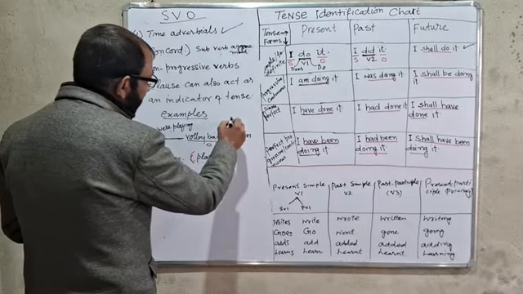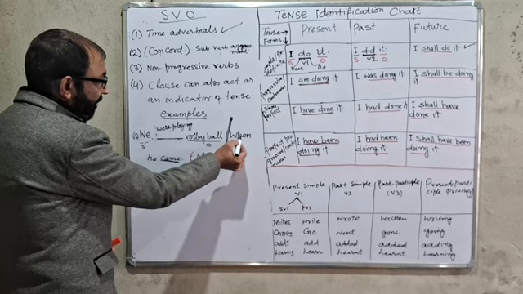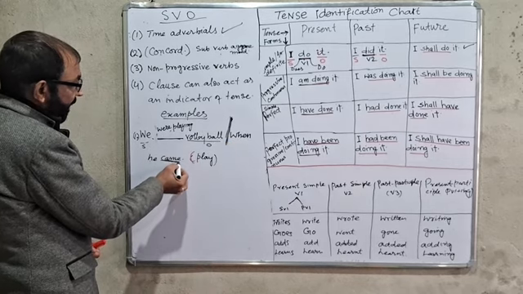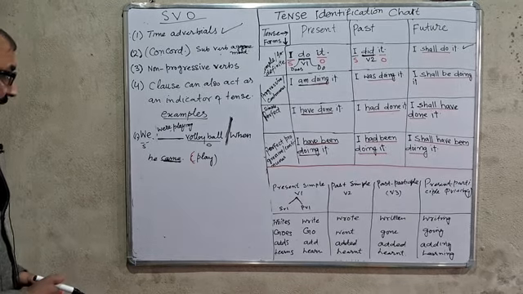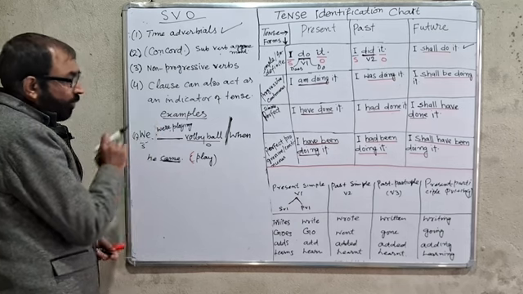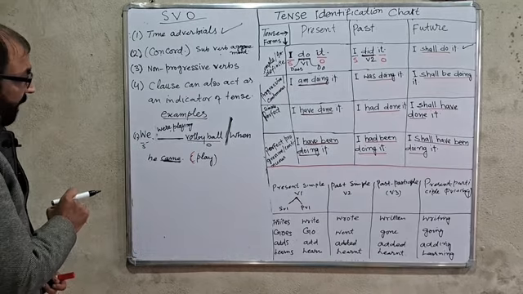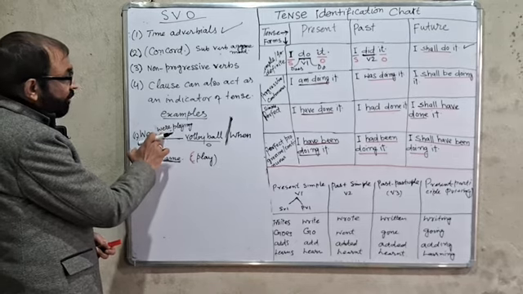But the deciding factor in this case, you should remember, is the clause when he came. When he came refers to past simple tense. So this past simple tense gives you a clue, a stimulation, that you should use past continuous tense here.